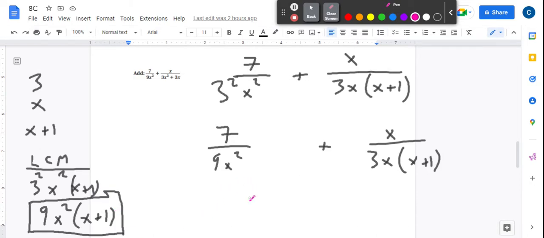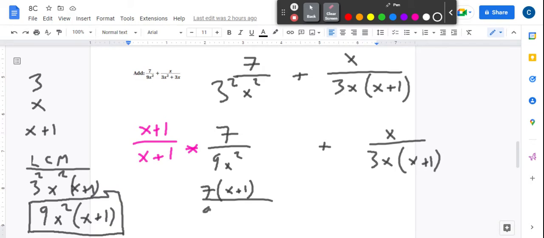Okay, so in order to do that, we're going to have to multiply this fraction by x plus 1 over x plus 1, which makes this thing 7 times x plus 1 over 9x squared times x plus 1.